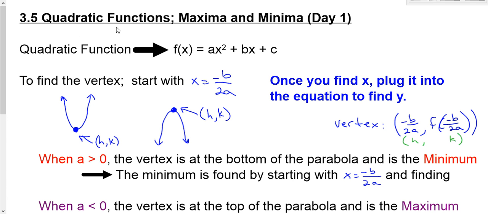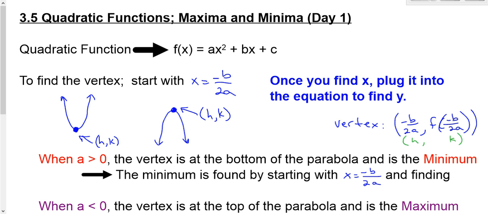Here is 3.5, quadratic functions, maxima and minima, day 1. We are working with the quadratic function, starting with the format of ax squared plus bx plus c. And when we have this format, to find the vertex, we want to start with the fact that x is found by taking the negative value of b over 2a.